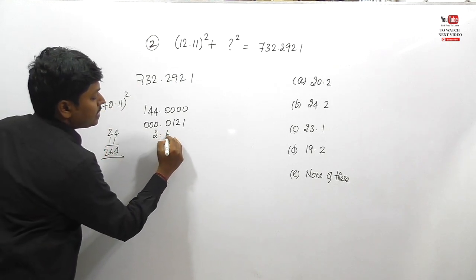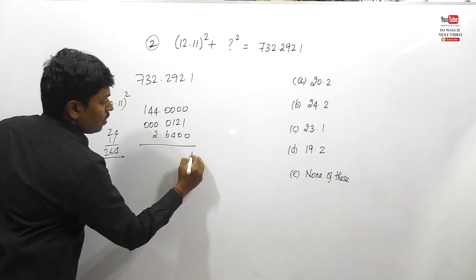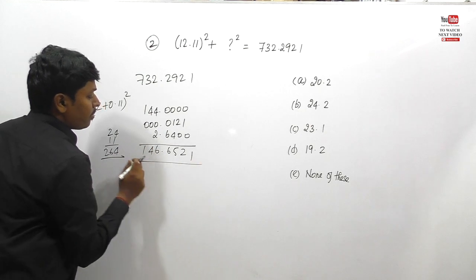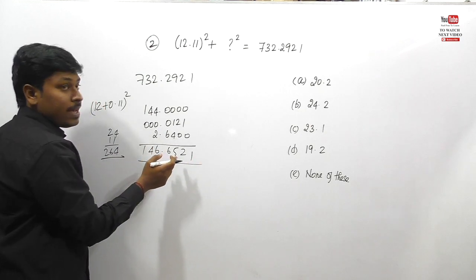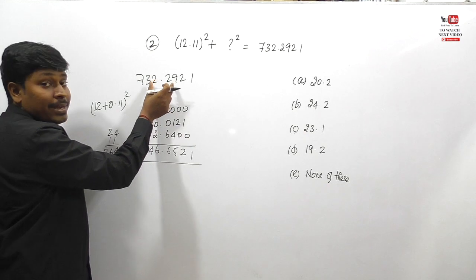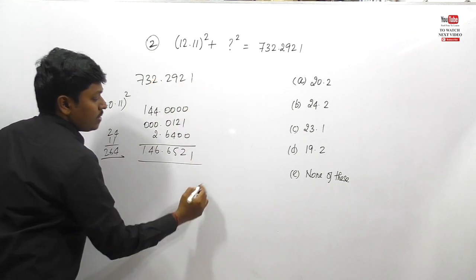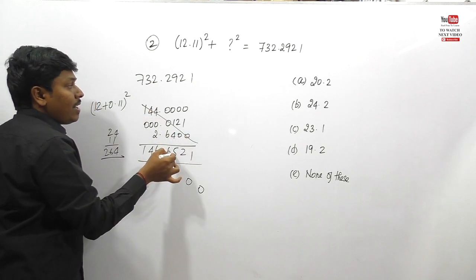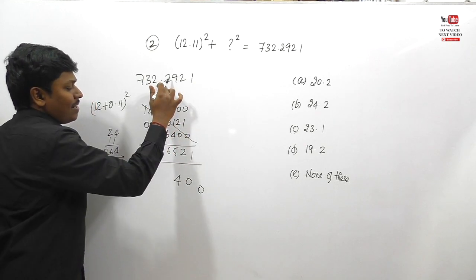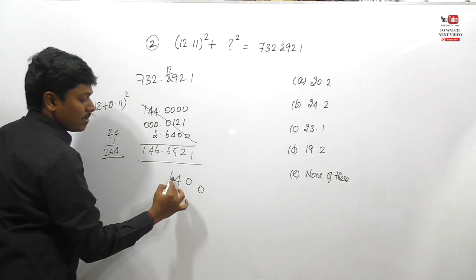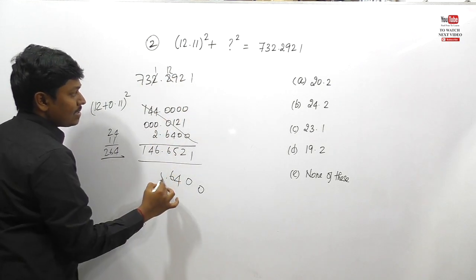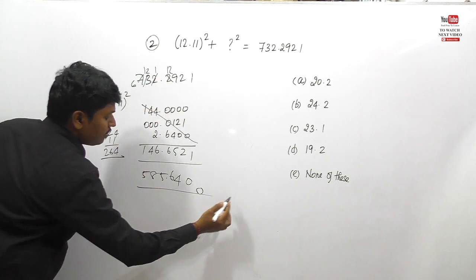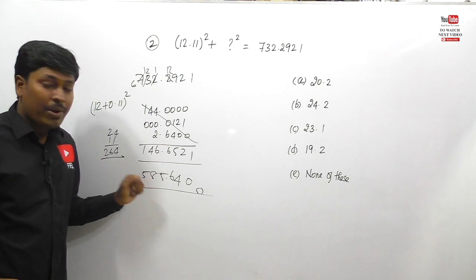So 2.6400. First of all, let me add. 146.6521. When we square this number, we need to subtract this number, right? Directly subtract 1 and 1, 0. So 2 and 2, 0. Can you understand this, friends? Then 12 and 6 minus 1, the resultant will be 5. So finally we got 585.64.